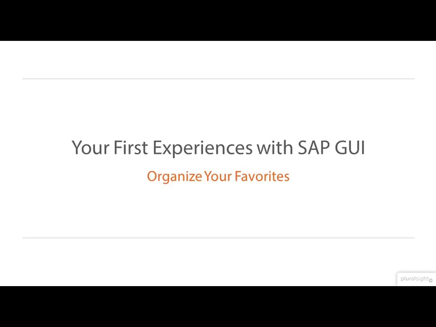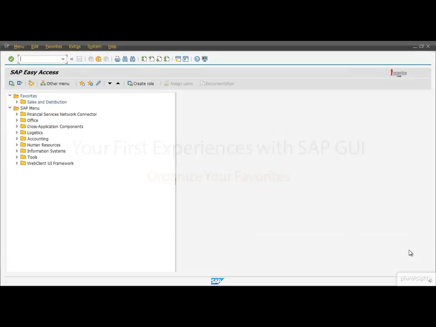Until now, we learned about how to navigate among the transactions using the tree menu. Then I showed you 7 different shortcuts that can boost up your daily work. And now I want to show you another option, the favorites, that can help you to be more efficient when you work in the SAP GUI.